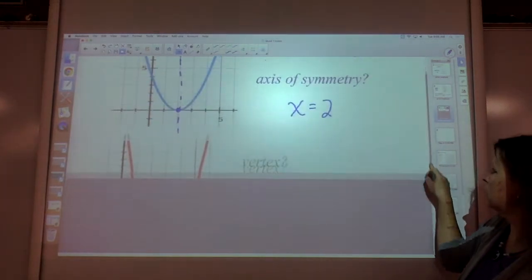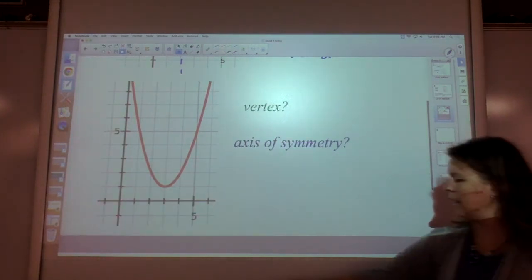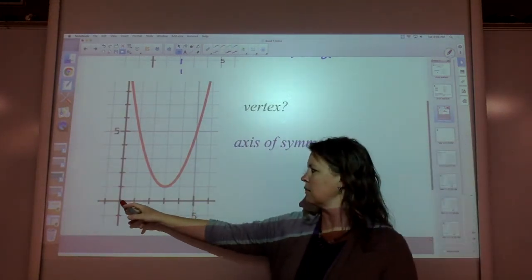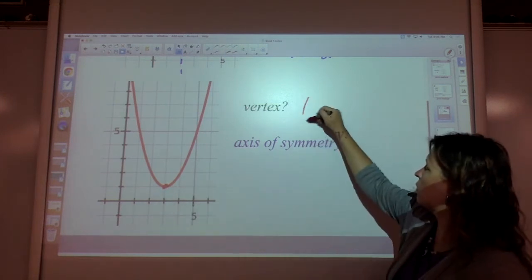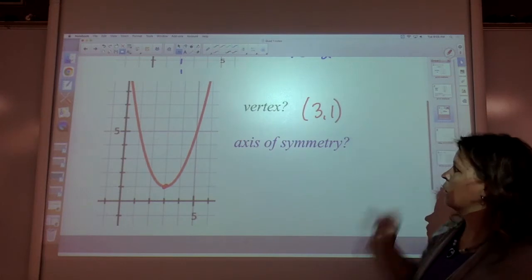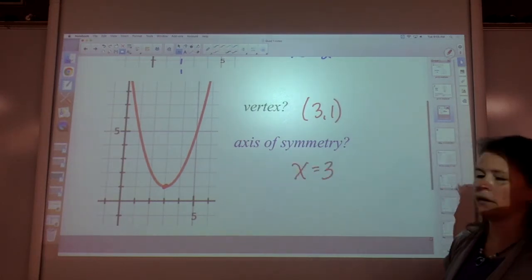Try the next one. Got the red graph. Where is the vertex and the axis of symmetry? Vertex over 1, 2, 3, and up 1. Over 3, up 1. Where is its axis of symmetry? At x equals 3.